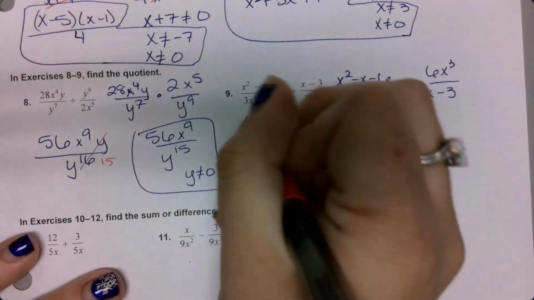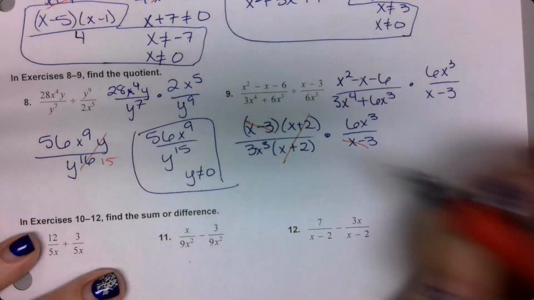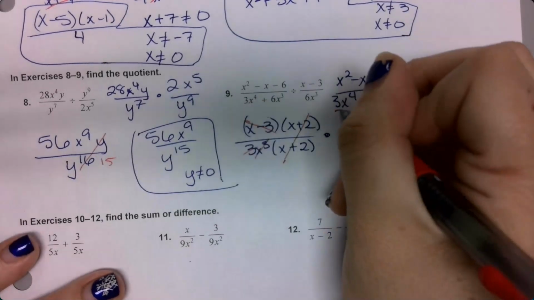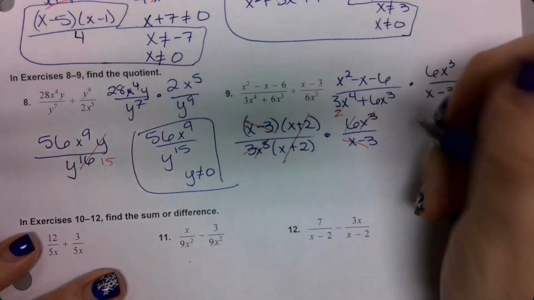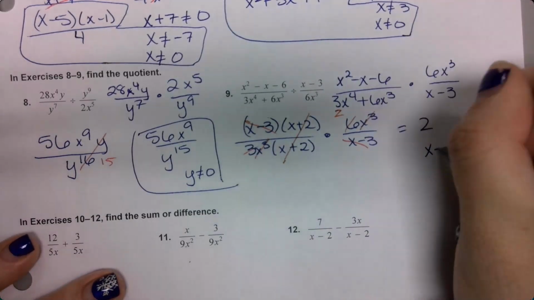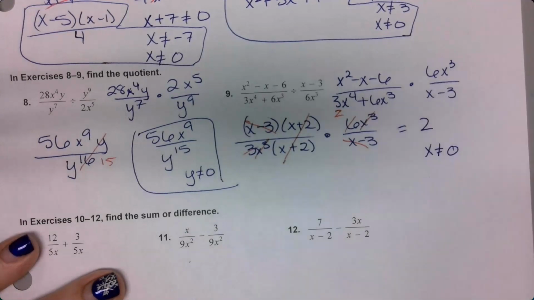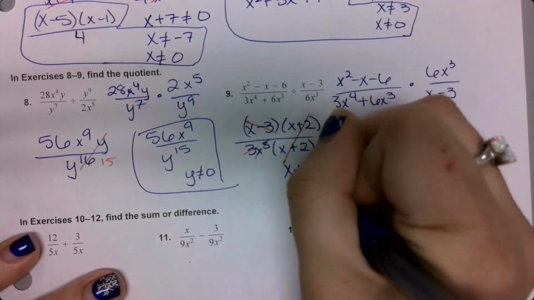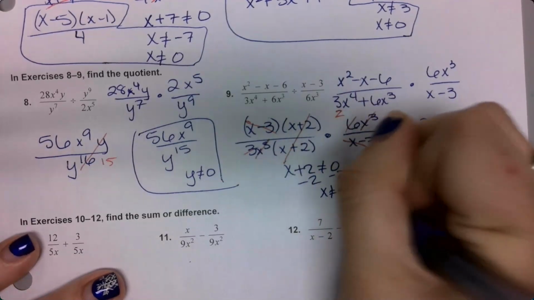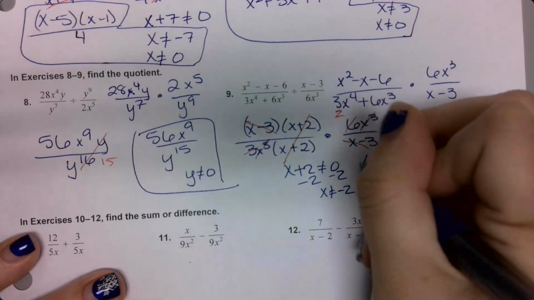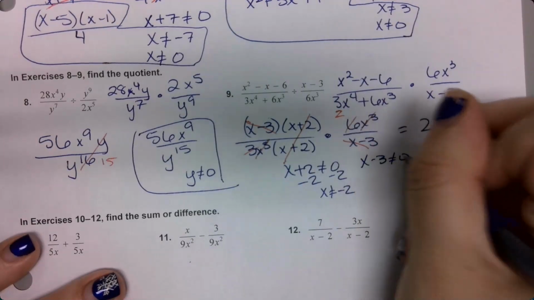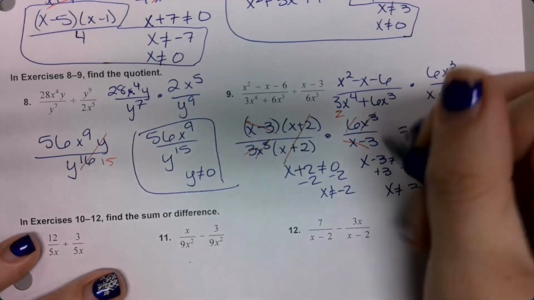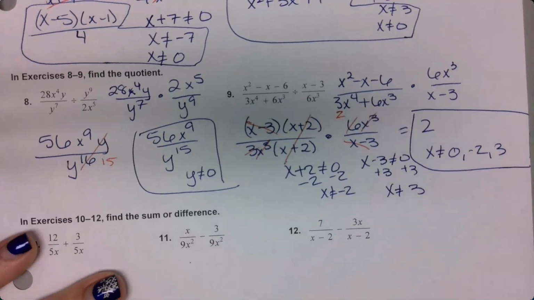So I can go ahead and cancel out my x minus 3's, my x plus 2's, my x cubes, and then 3 and 6 is going to simplify that to 2. So that just leaves me with 2, and then I have to focus on things I canceled out from my denominator. X can't equal 0. I have x plus 2 that I want to set not equal to 0. So x can't equal negative 2. And then same thing for x minus 3. X can't equal 3 either. My answer is 2, and my x values can't be those.